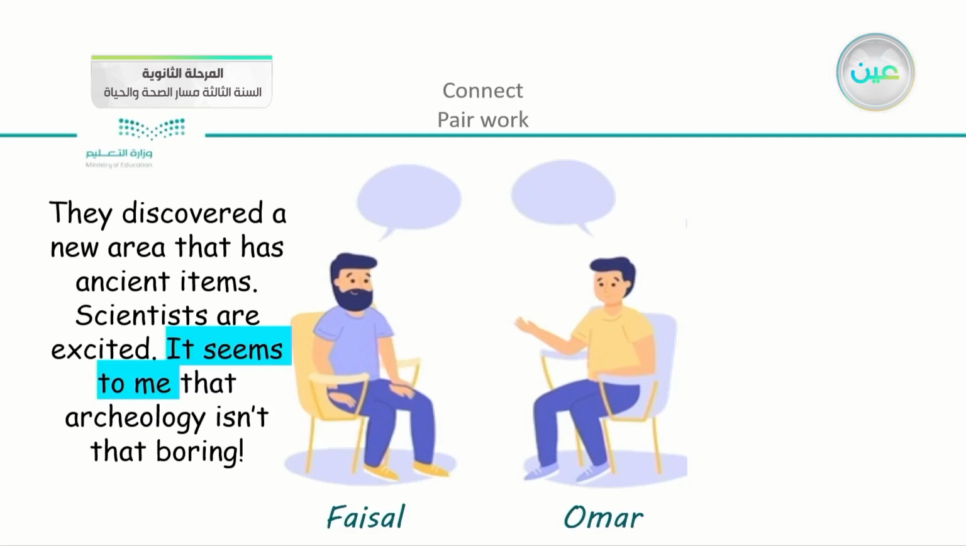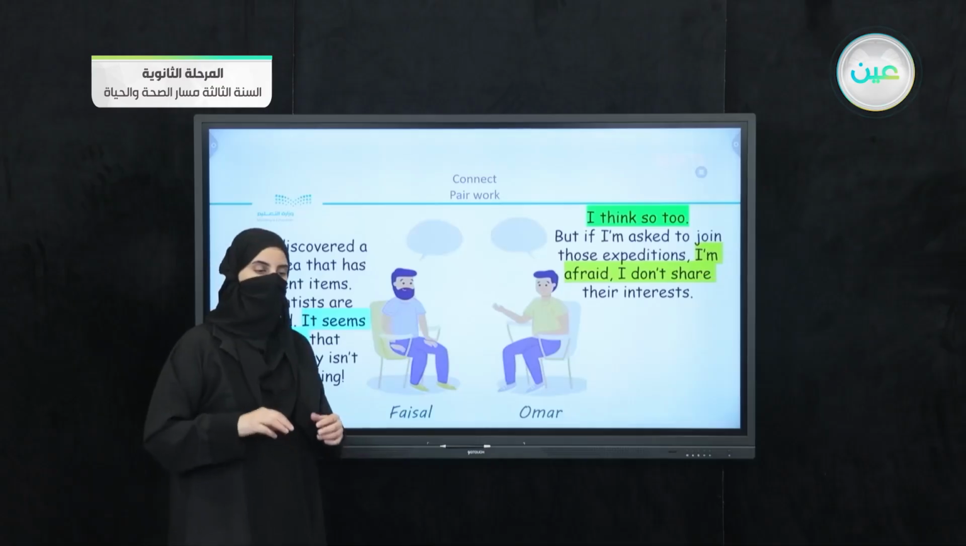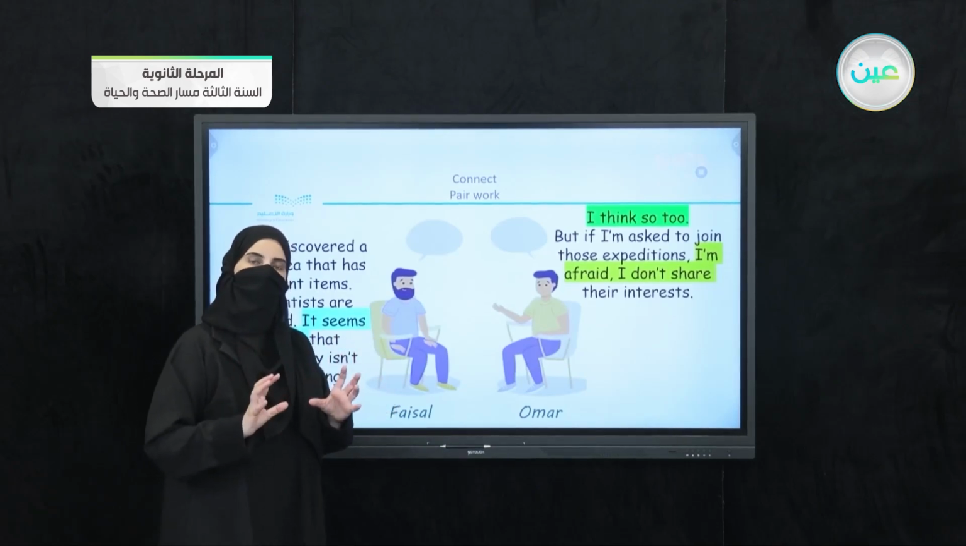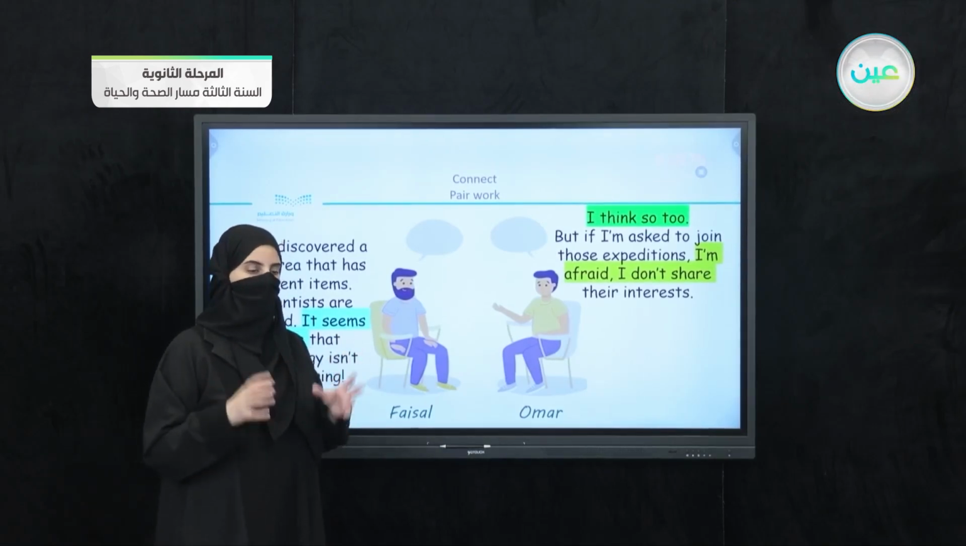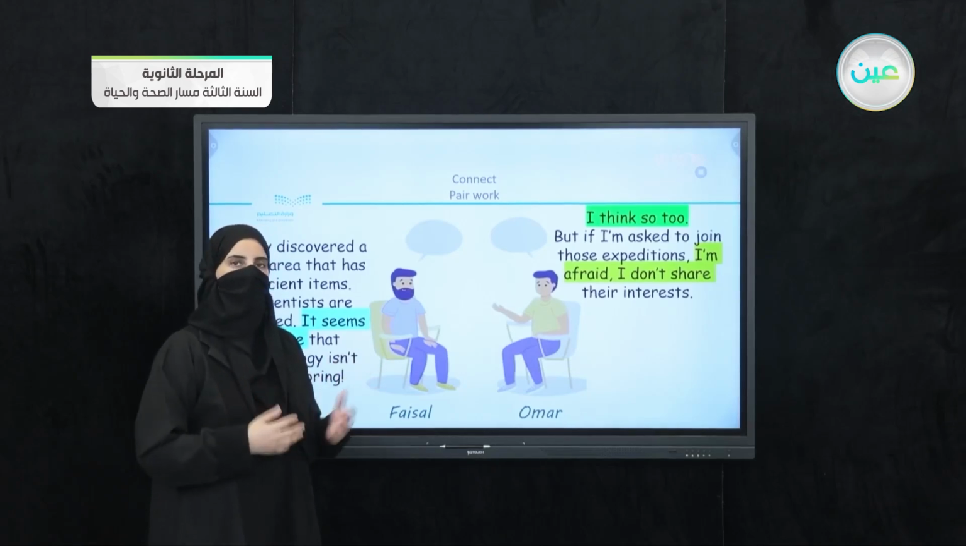How about Omar? What does he say? We have here, "I think so too," which means that he is agreeing. "But if I'm asked to join those expeditions, I'm afraid I don't share their interests." So this is something interesting, that you can agree and disagree in the same statement or in the same conversation. So it doesn't have to be something that is different or split. You can use both types based on what you mean.